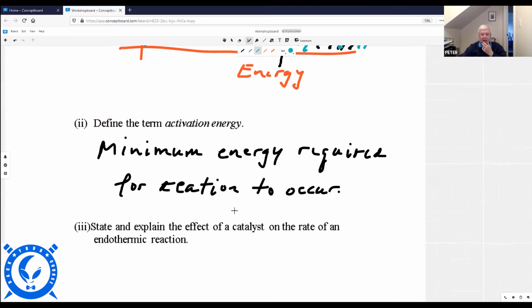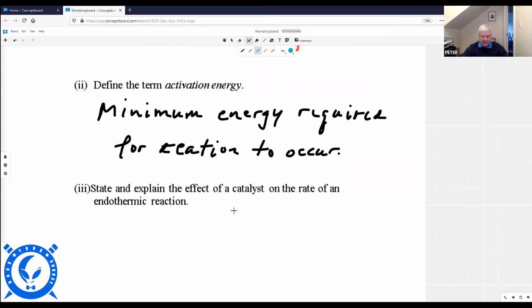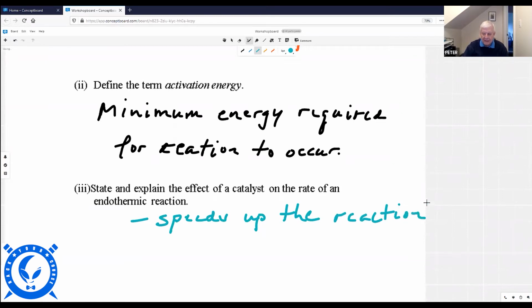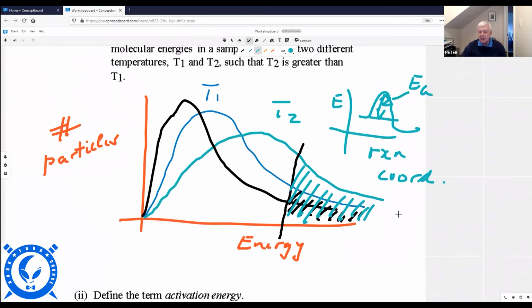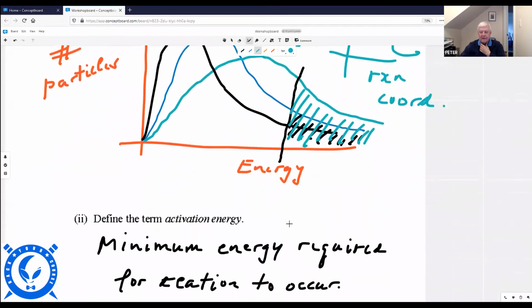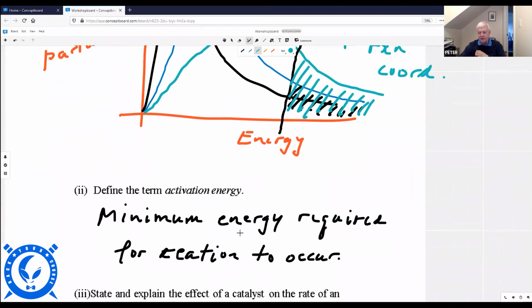So the effect of a catalyst on the rate of an endothermic reaction. Basically, the catalyst speeds up the reaction. Remember, the catalyst doesn't alter where you start and where you finish. It just simply provides a different path between your starting point and your end point. And of course, it speeds up the reaction because it lowers the activation barrier. And so as a result, more molecules are able to surmount the barrier. Hence, they clear the minimum energy required for the reaction to occur.